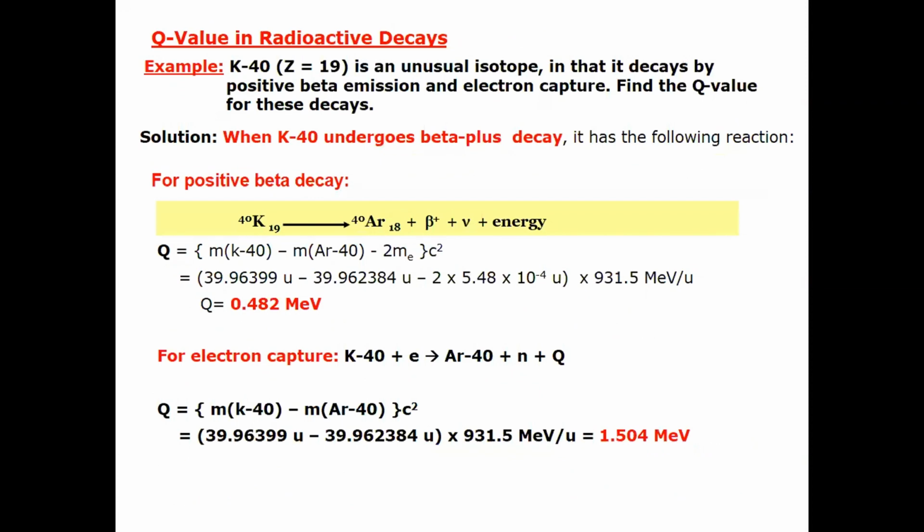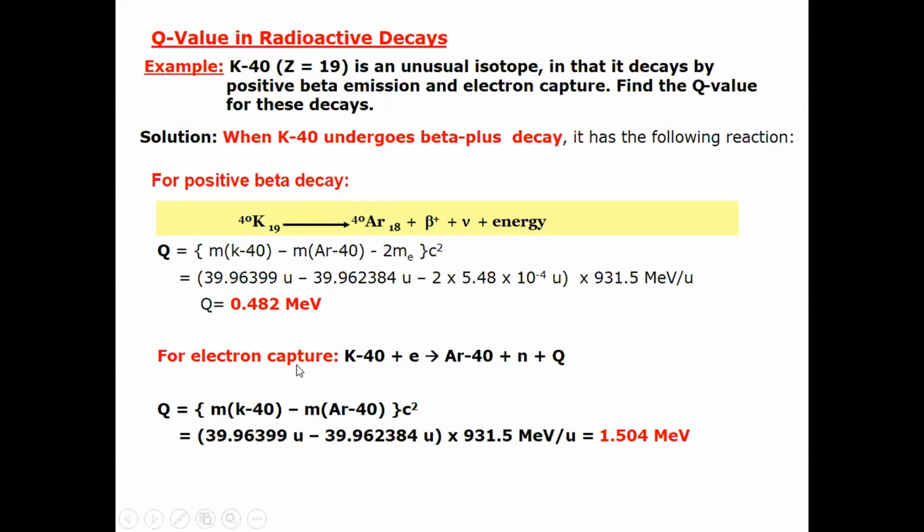The Q value in radioactive decay can be further studied. Let us do this K40 study, which is an unusual isotope in that it decays by positive beta emission and by electron capture. Find the Q value for these two decays. When K40 undergoes a beta plus decay, it has the following reaction, and you can find the mass difference and the mass of the electrons produced, and then convert them and find the energy release. It is 0.482 million electron volts.